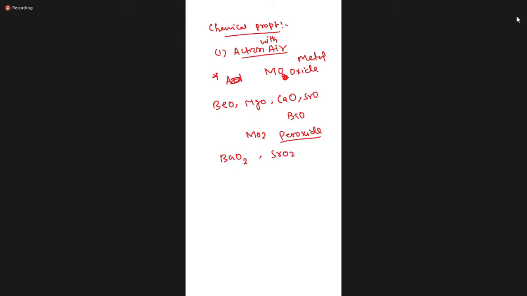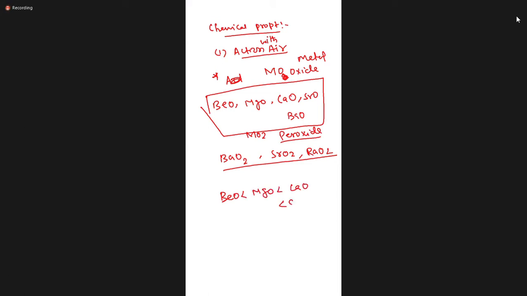Strontium peroxide will form. And next one is radium peroxide will form. So these two mainly will form peroxides. I told you about the basic nature of oxides. Down the group, basic nature of oxides increases. BeO is less than MgO is less than CaO is less than SrO is less than BaO. So BeO is amphoteric oxide, and this is basic nature of oxide.